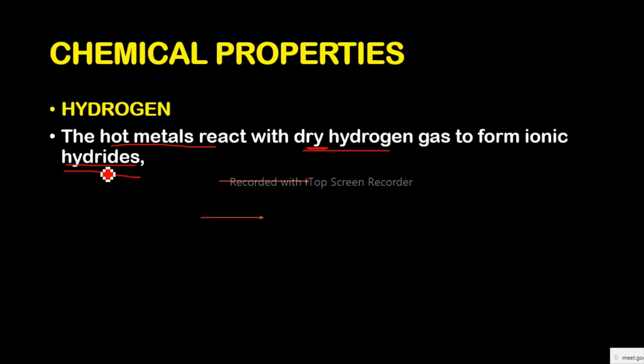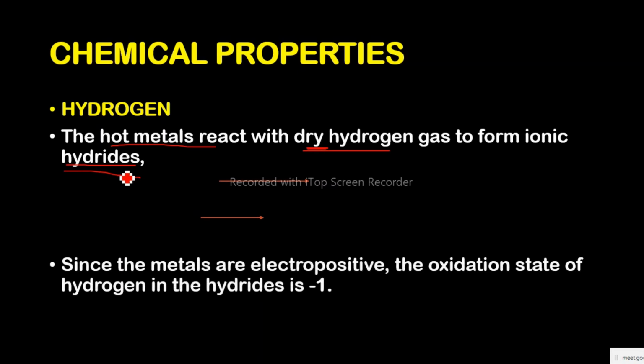Imagine group 1 elements, group 2 elements. They are highly electropositive, and so they induce this hydrogen to react as a hydride, by receiving an electron. Since the metals are more electropositive, the oxidation state of hydrogen is going to be -1. The hydrogen now receives an electron. So those are the unique properties of hydrogen.